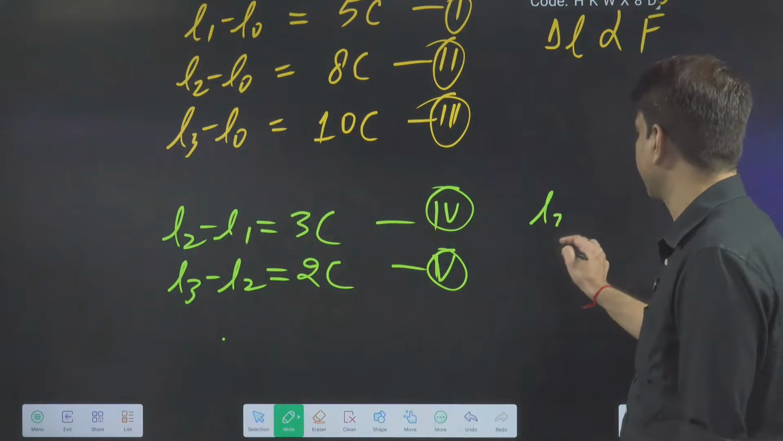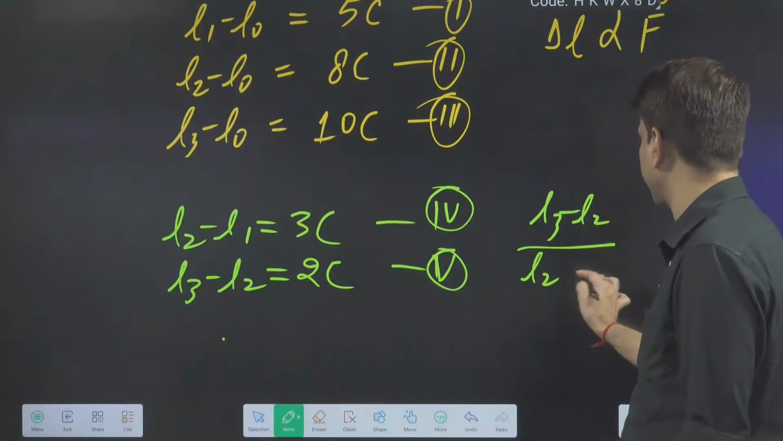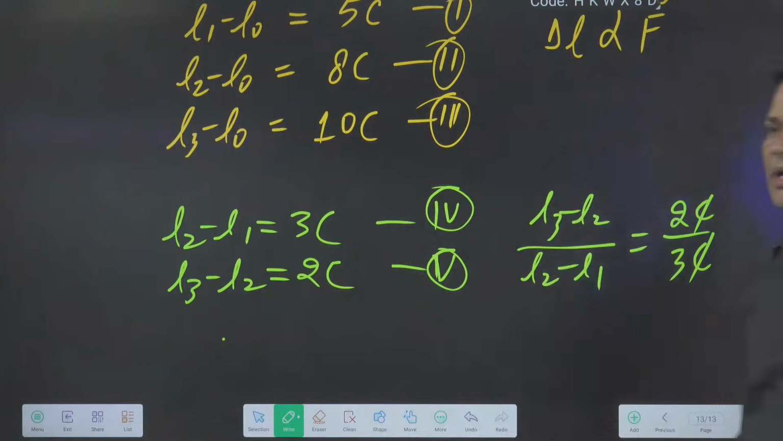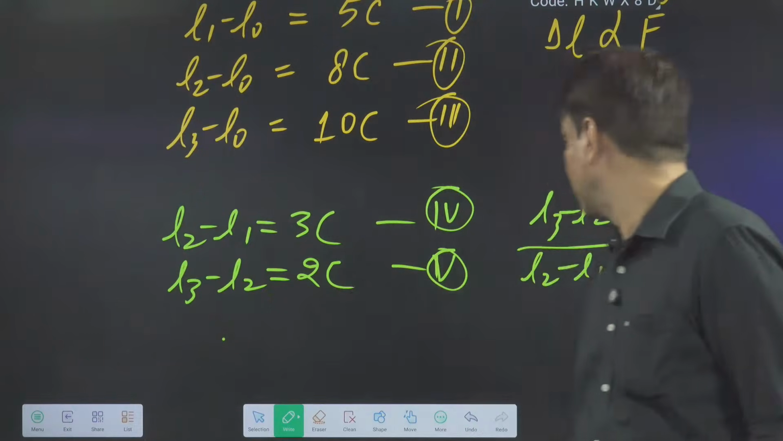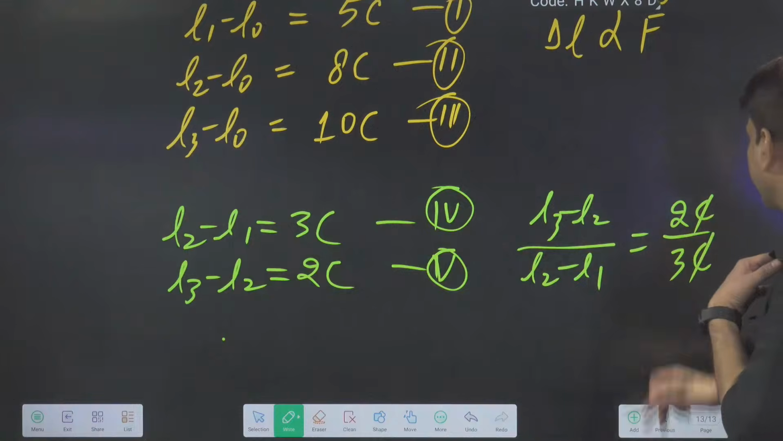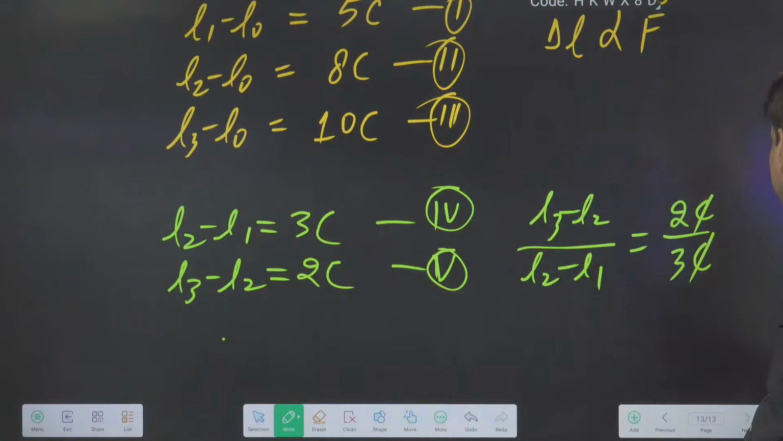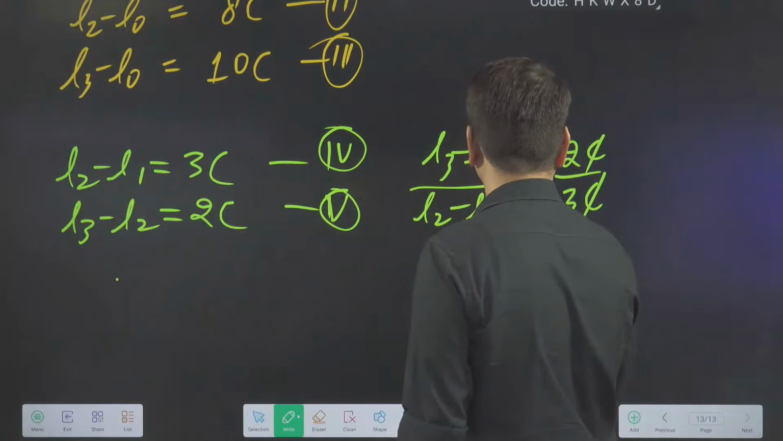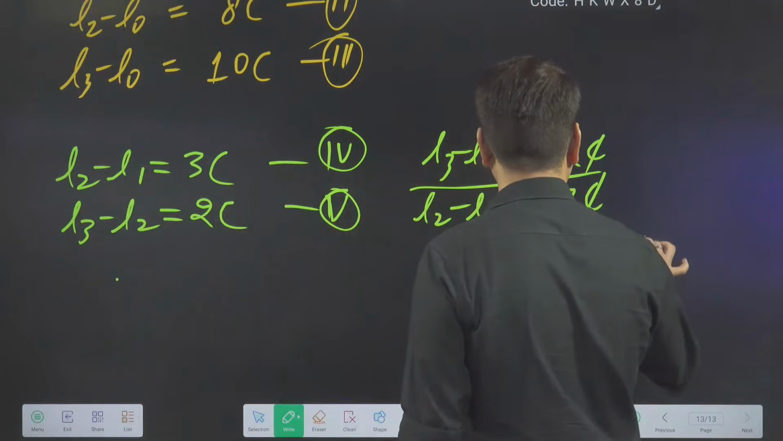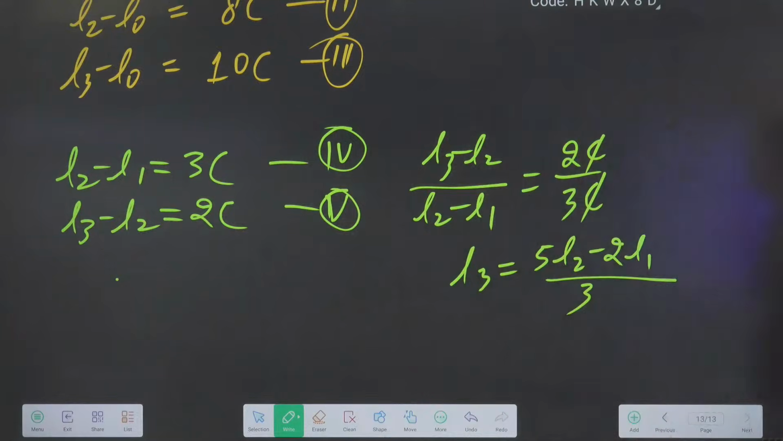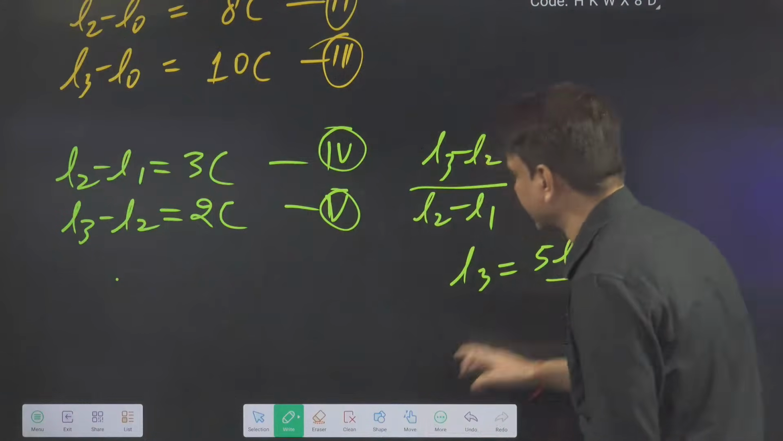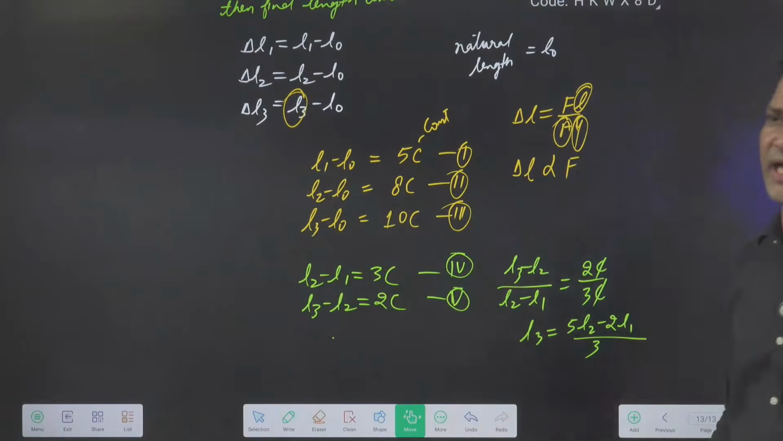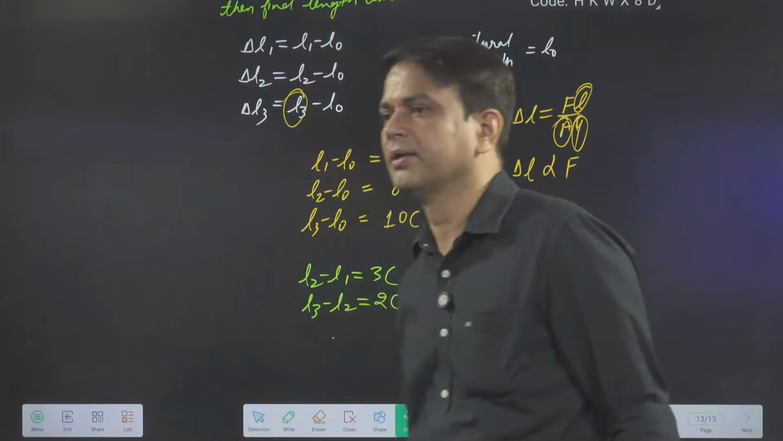So now, (L3 minus L2) by (L2 minus L1) is equal to 2C by 3C. C and C cancel out. Cross multiply. You will get L3. So I think it will come 2L2 plus L2, that is 5L2 minus 2L1. So L3 will be equal to (5L2 minus 2L1) by 3. Everybody got or not? So if the natural length is required, then only the first and second relations are sufficient, but L3 they are asking, so no need to calculate L0. Okay.